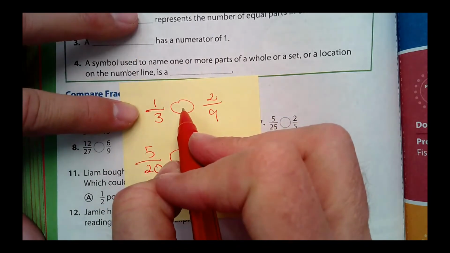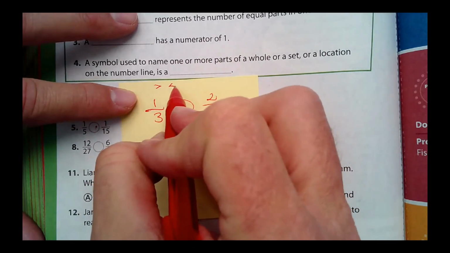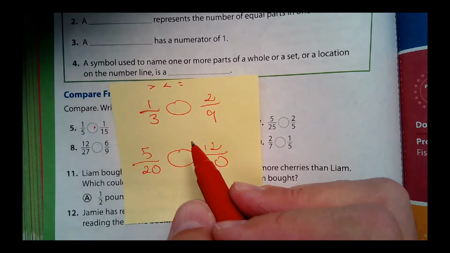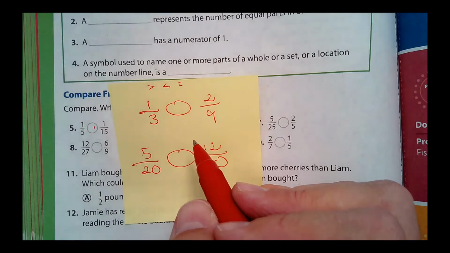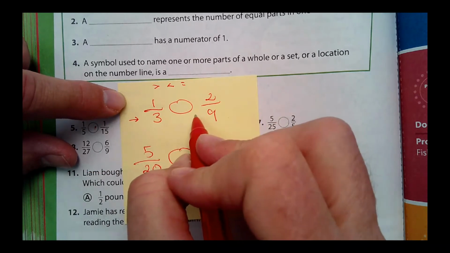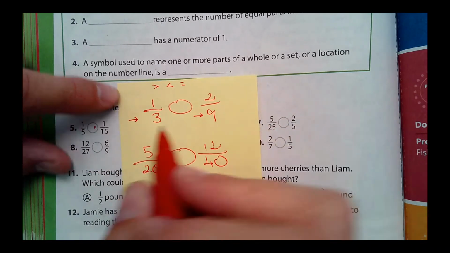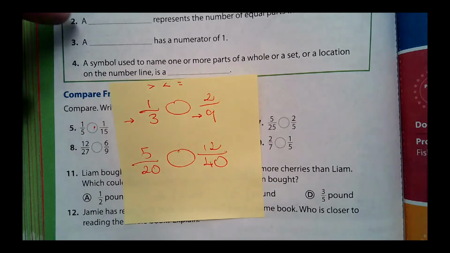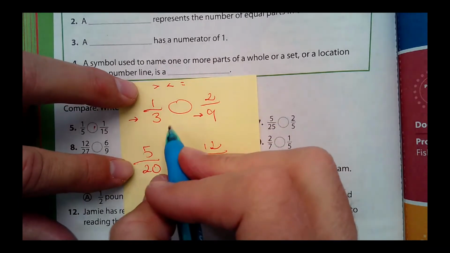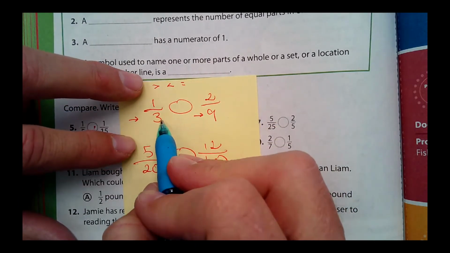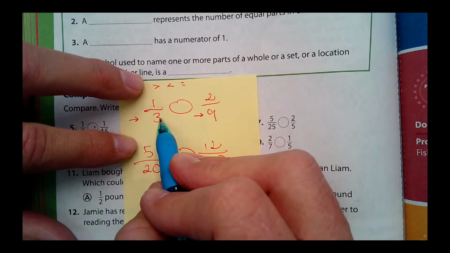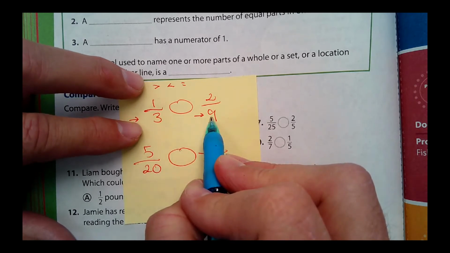So 1/3, is that greater than, less than, or equal to 2/9? Well, really, what you want to do here is get the denominator, and that's the bottom of a fraction. The 3 is the denominator. In this one, the 9 is the denominator. You want to get those to be the same. And the easiest way to do it is to look and see if one will go into another denominator evenly. Well, 3 will go into 9 evenly. How many times? 3 times.